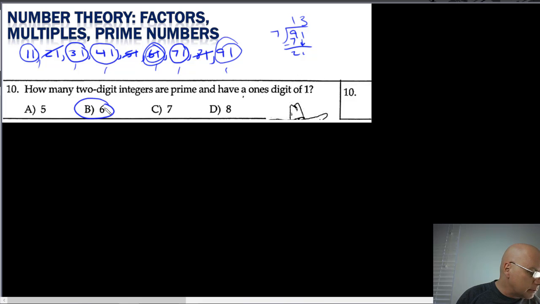In fact, why do I feel like I made a mistake? I should have, oh, it's right here. What am I doing? Well, they say 10 is A. What did I miss? 11, 31, 41, 61, 71.